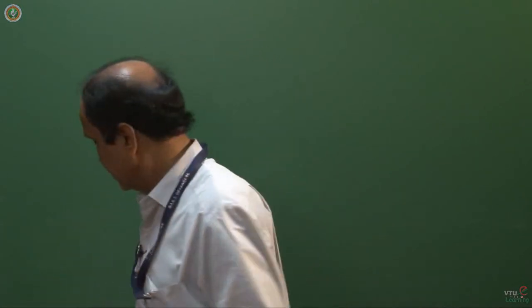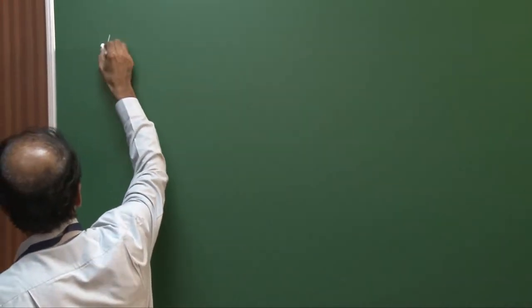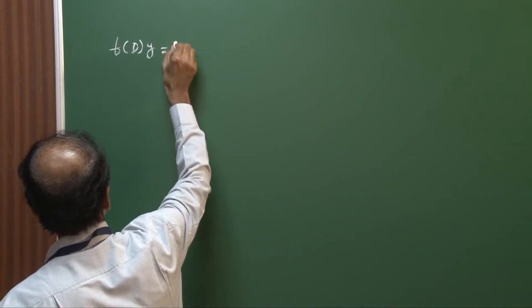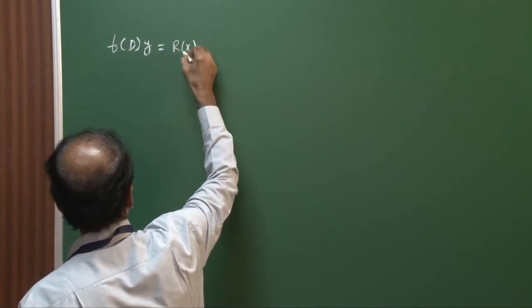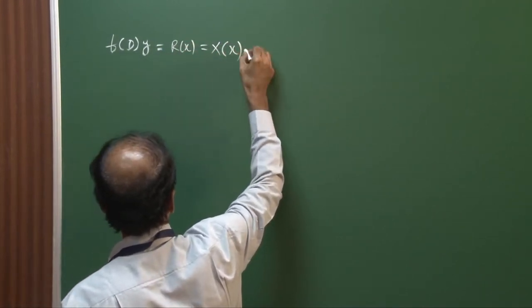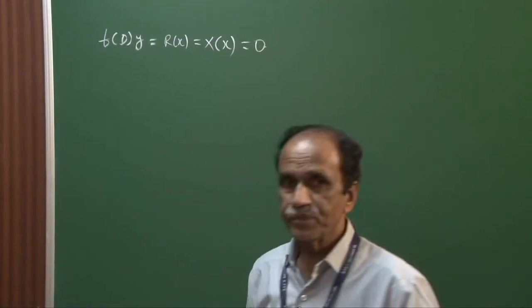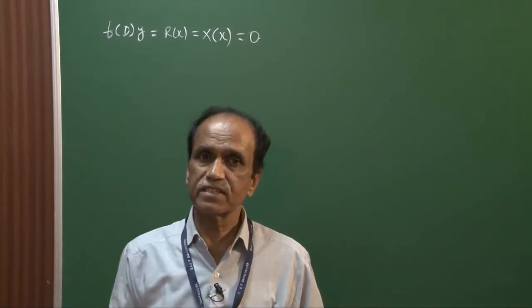Dear students, in this lecture I shall continue the problem of solving the differential equation, where the differential equations we were discussing were of the homogeneous form. That means homogeneous form means we have taken that differential equation f(D)y = R(x), otherwise X(x), any notation you can use, equal to 0. So when it is equal to 0, we call it homogeneous.